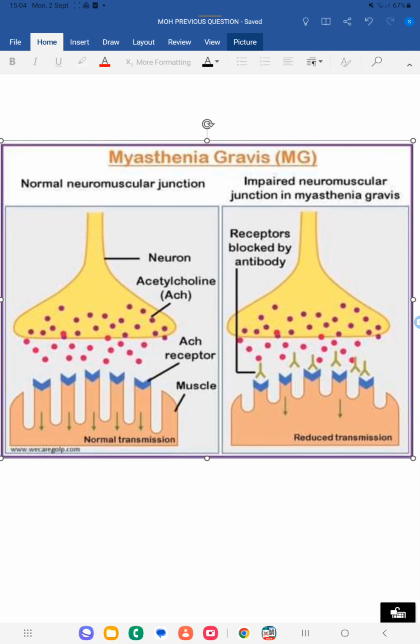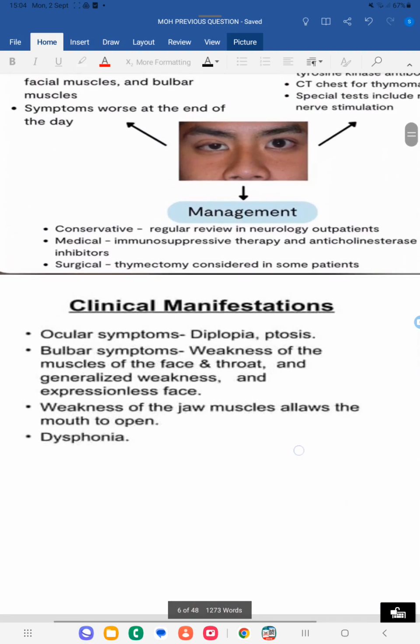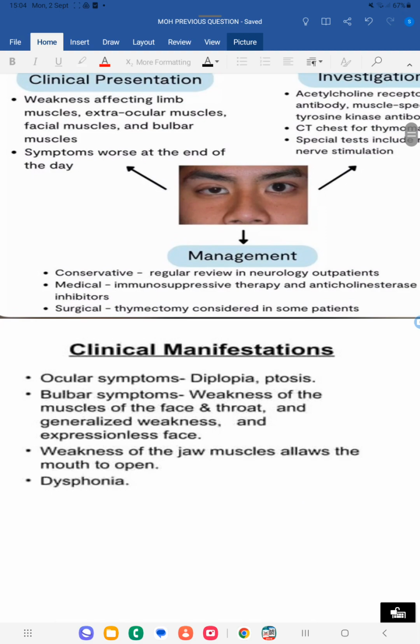Due to the autoimmune activity, acetylcholine receptor antibodies are generated, so they will be blocking the pathway of the receptor. That way acetylcholine is not entering into the muscles, and through that, weakness of the muscles will happen. Usually it happens first in the eye region, the eye muscles are affected, so you will be getting diplopia and ptosis.